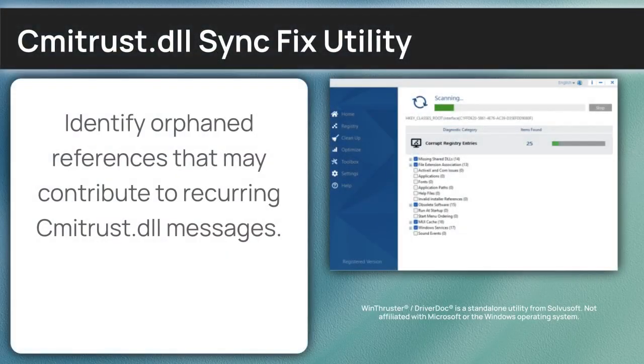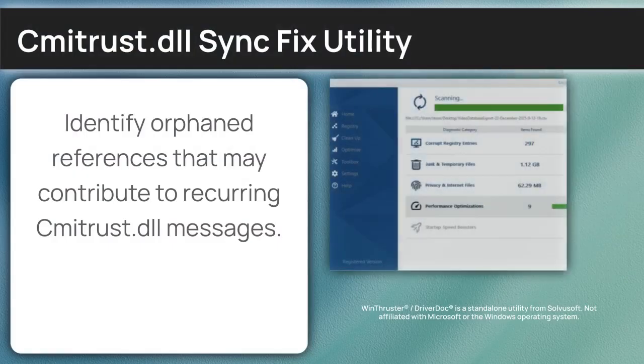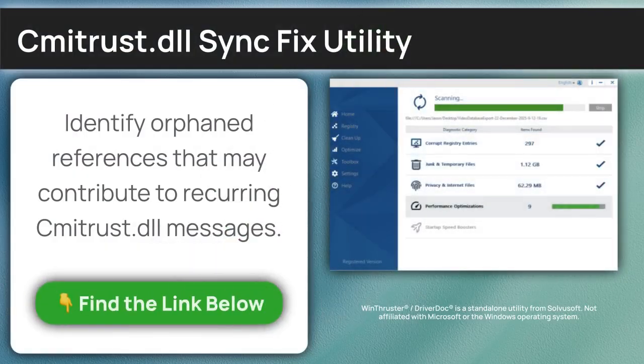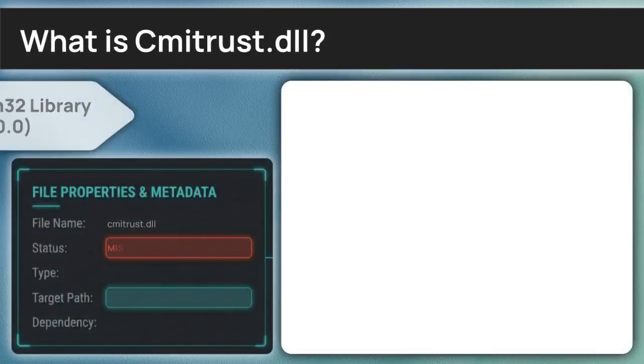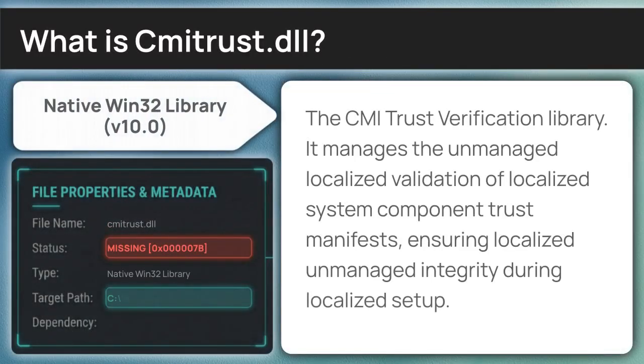Before we walk through the CMI Trust Library troubleshooting, you can access a utility focused on providing a clean system environment. This is the CMI Trust Library, the CMI Trust Verification Library. It manages the unmanaged localized validation of localized system component trust manifests, ensuring localized unmanaged integrity during localized setup. Now that we've covered what the file does, let's jump into our first fix.